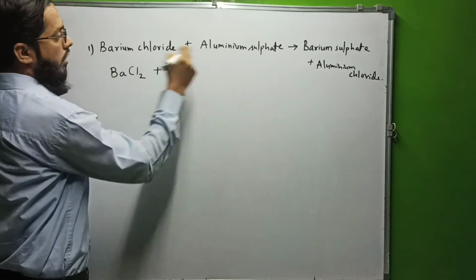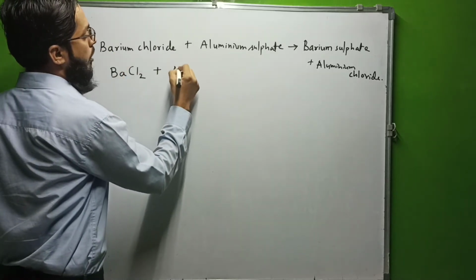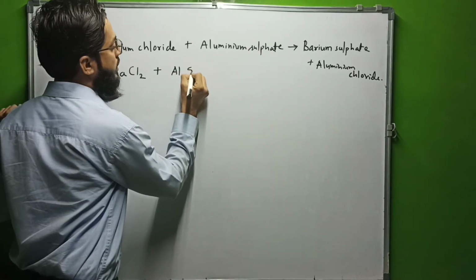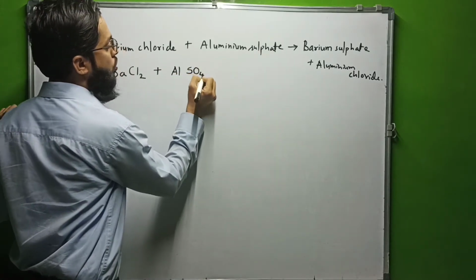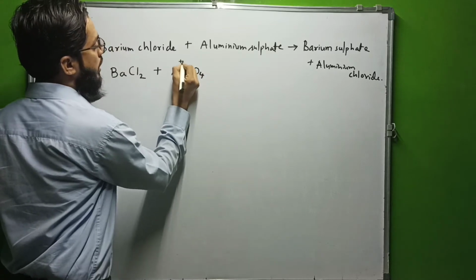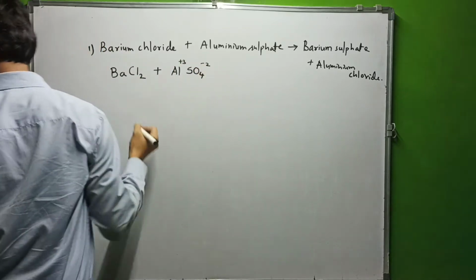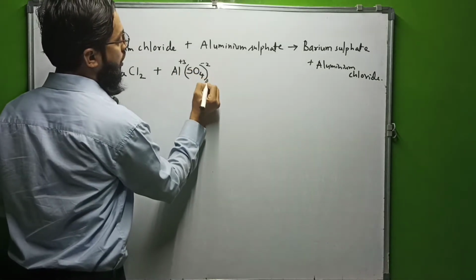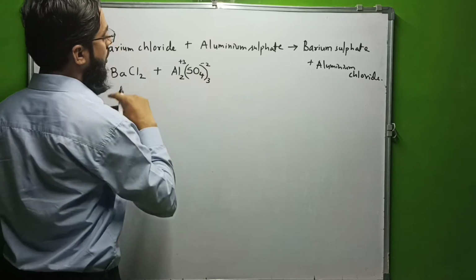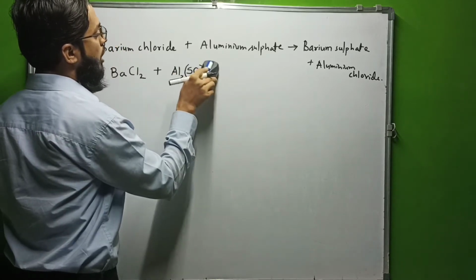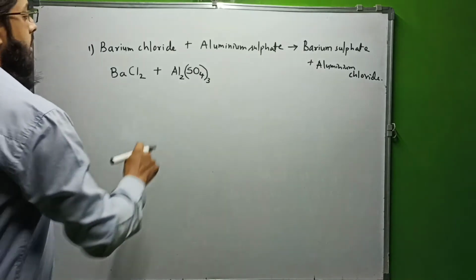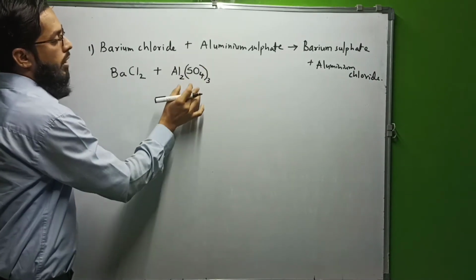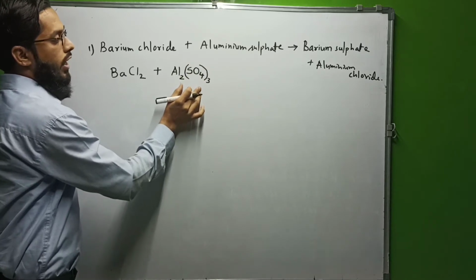Now aluminum sulfate. Aluminum symbol is Al, it is plus 3, and sulfate is SO4 minus 2. So what is the formula? This 3 will go here, this 2 will come here. We don't have to write minus 2, it is just for learning. At the learning stage we write Al plus 3, SO4 minus 2, but when we know the formula we can write Al2(SO4)3.